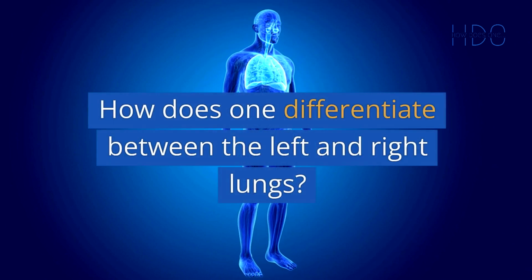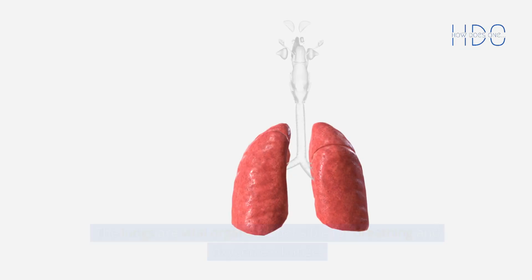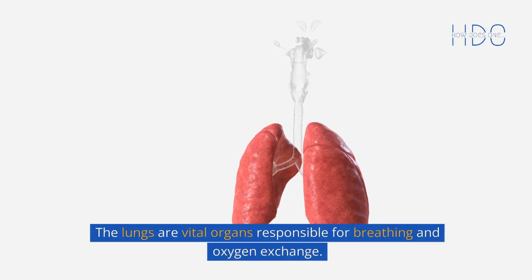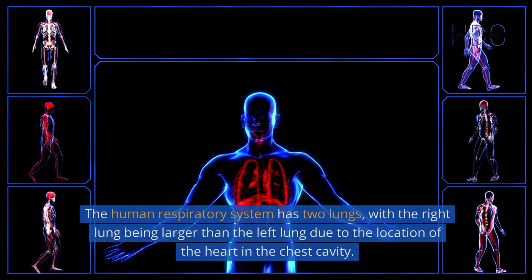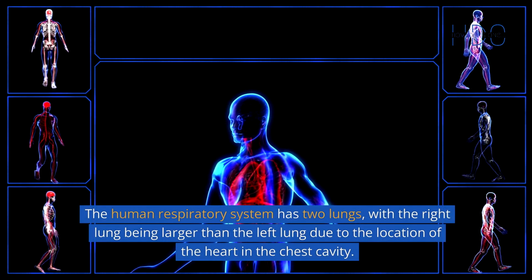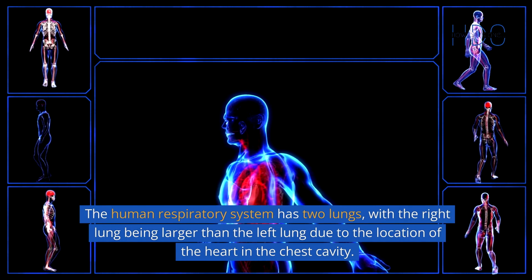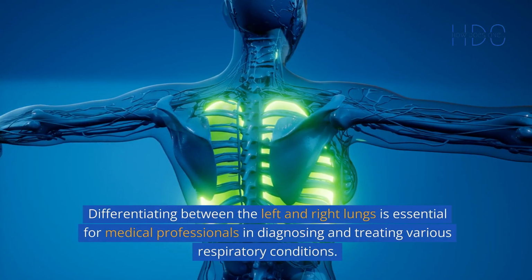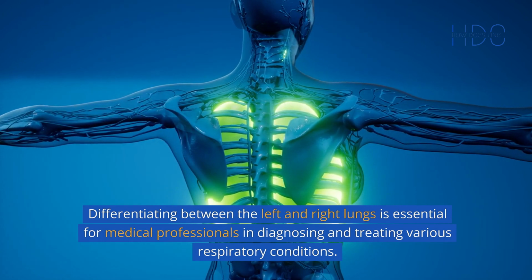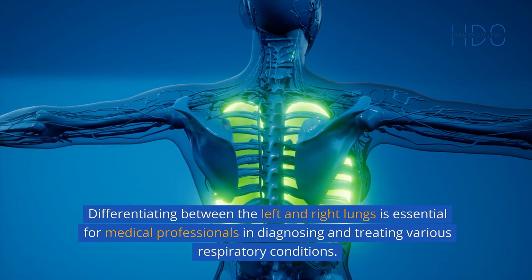How does one differentiate between the left and right lungs? The lungs are vital organs responsible for breathing and oxygen exchange. The human respiratory system has two lungs, with the right lung being larger than the left lung due to the location of the heart in the chest cavity. Differentiating between the left and right lungs is essential for medical professionals in diagnosing and treating various respiratory conditions.